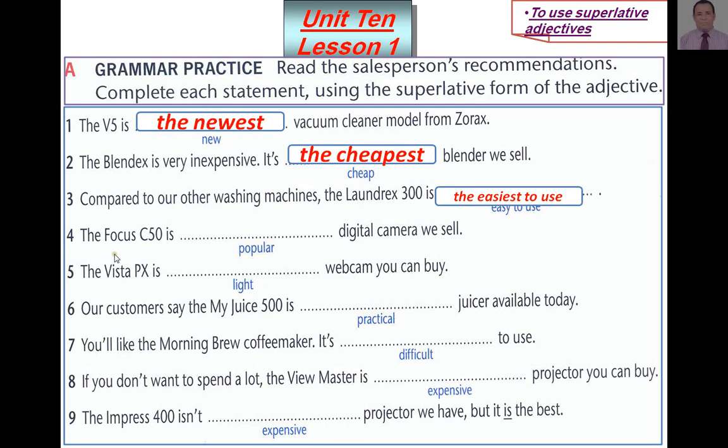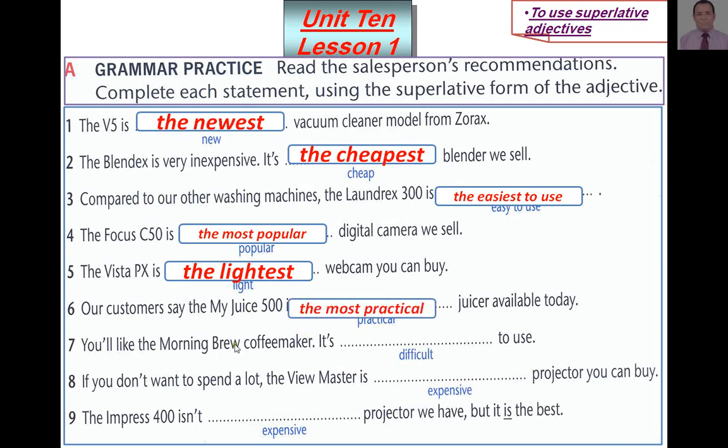4. The Focus C50 is a popular digital camera we sell. Of course this one has more than two syllables. Okay, it has more than one vowel, so here I should use the most plus the adjective, so the most popular. 5. The Vista PX is a light webcam you can buy. So light here, light has just one vowel, so just one syllable, so short adjective, I add the plus est, so the Vista PX is the lightest webcam you can buy. Our customers say the My Juice 500 is the practical juicer available today. Practical, more than one vowel, so we should have here the most or the least, but here we should have, of course, the most practical.